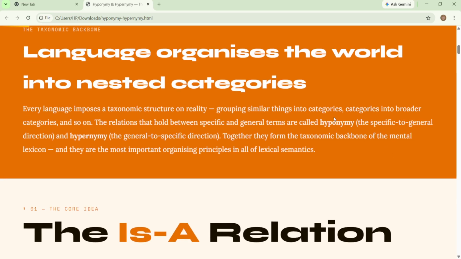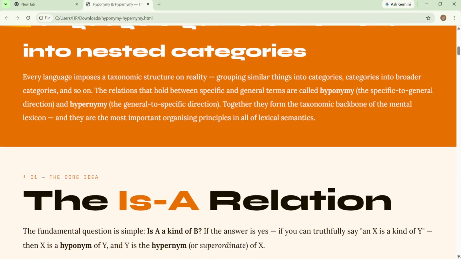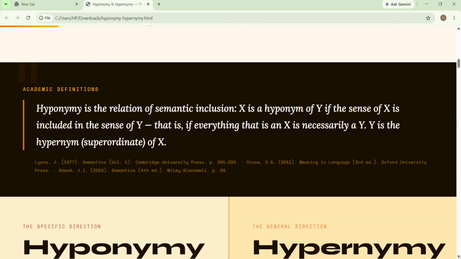You can use this as a trick: hypo, like up, which is short; hyper, down. So hyponymy is the relation of semantic inclusion. X is a hyponym of Y if a sense of X is included in the sense of Y. That is, if something that is an X is necessarily a Y. Y is the hypernym, which is the superordinate of X.